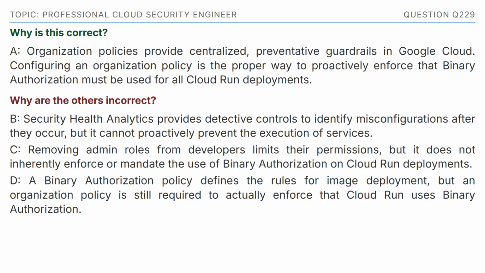B. Security Health Analytics provides detective controls to identify misconfigurations after they occur, but it cannot proactively prevent the execution of services. C. Removing admin roles from developers limits their permissions, but it does not inherently enforce or mandate the use of binary authorization on Cloud Run deployments. D. A binary authorization policy defines the rules for image deployment, but an organization policy is still required to actually enforce that Cloud Run uses binary authorization.